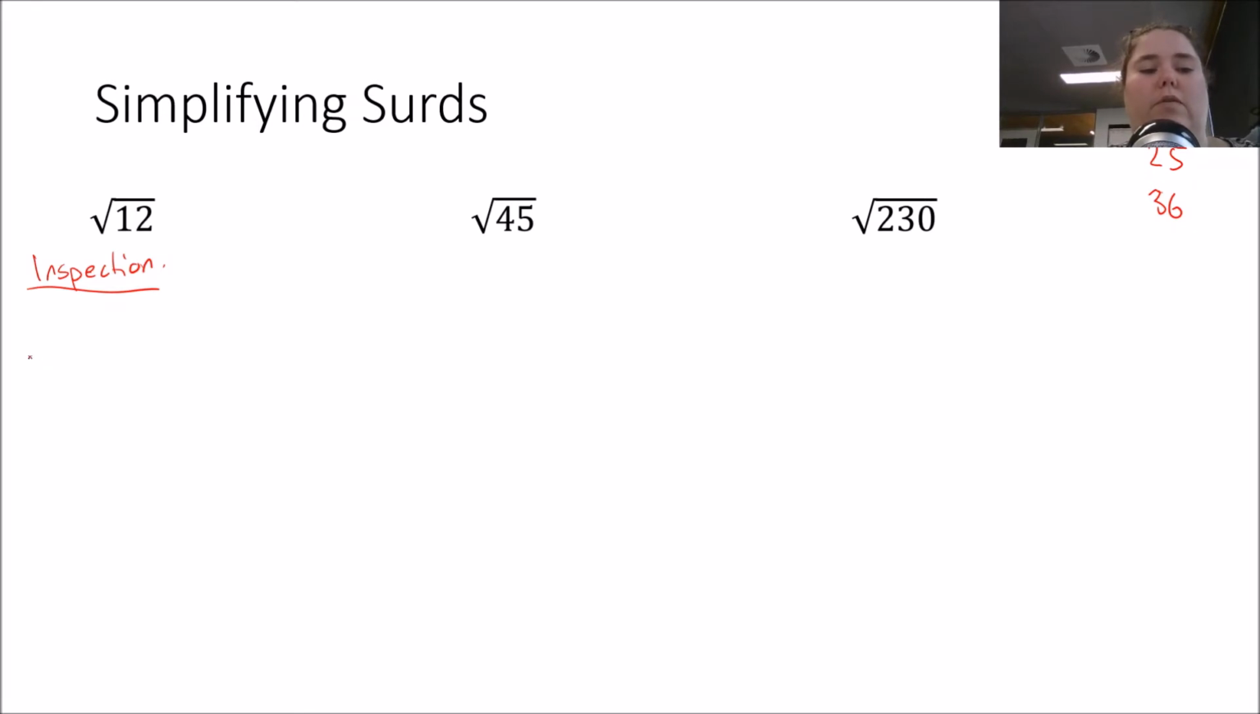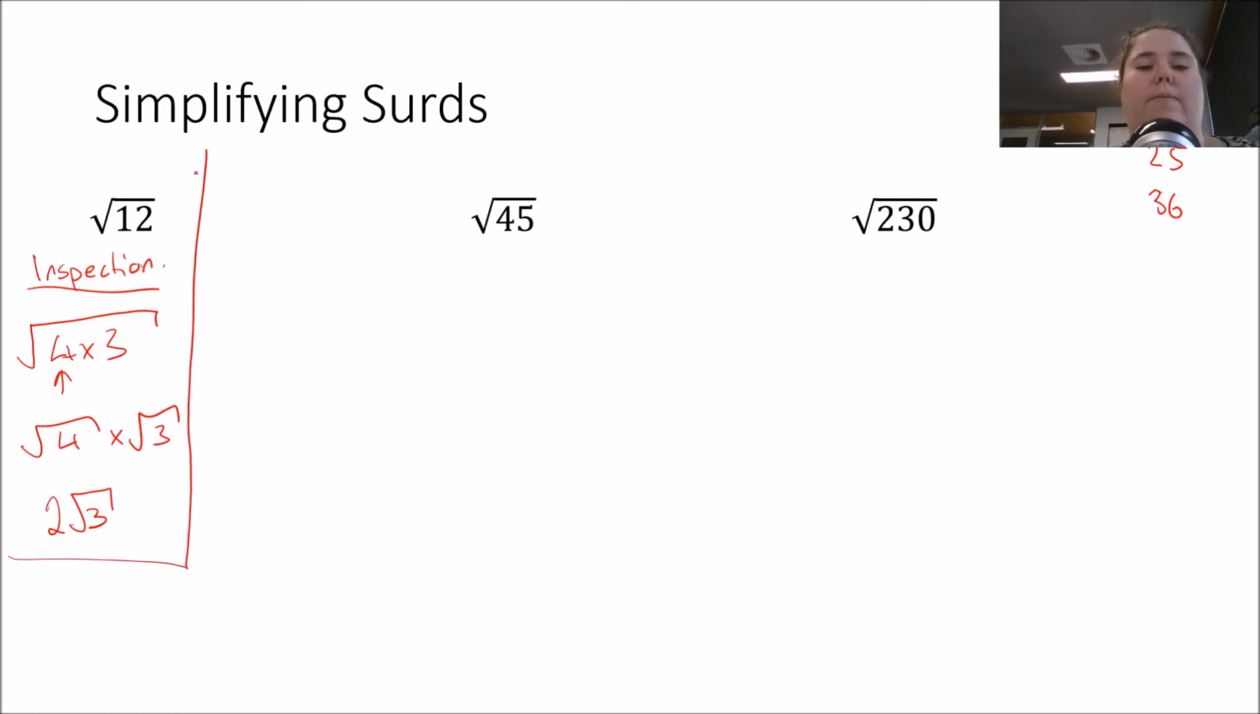So I know I can rewrite root 12 as root 4 times 3. So root 4 is my square number. I want one in there. If I haven't got one in there, then it's not going to work. Alright, so I can then rewrite that as root 4 times root 3. And what is the square root of 4? 2. So this one becomes 2 root 3. And that is our simplified version, because we can do more things with it if we have it simplified.